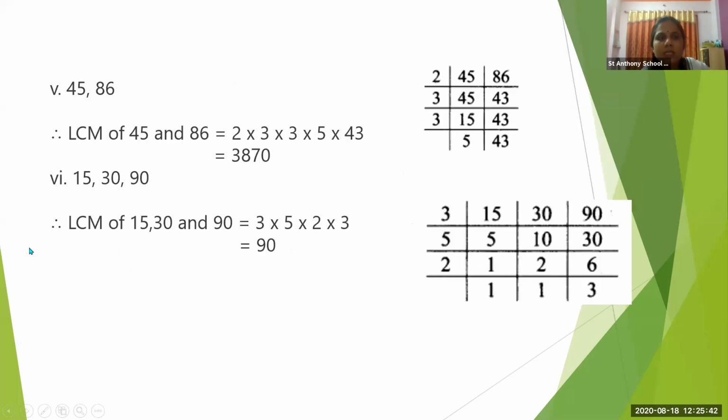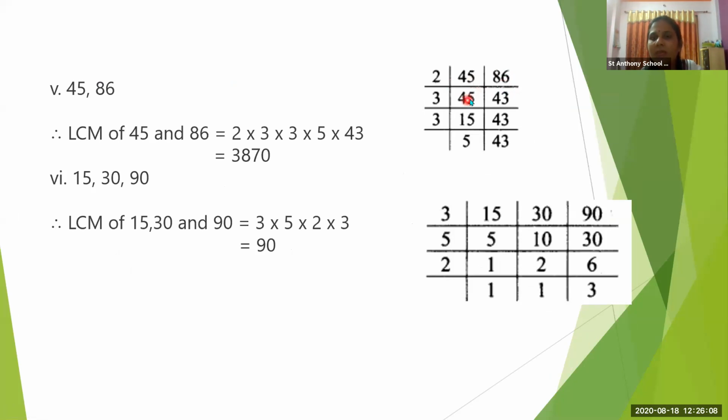So the next sum is 45 and 86. Okay, so what are we going to do here? See, 45 is there and 86 is there, right? But if any of 0, 2, 4, 6, 8 is at the unit place of a number, that means we can divide it by 2.